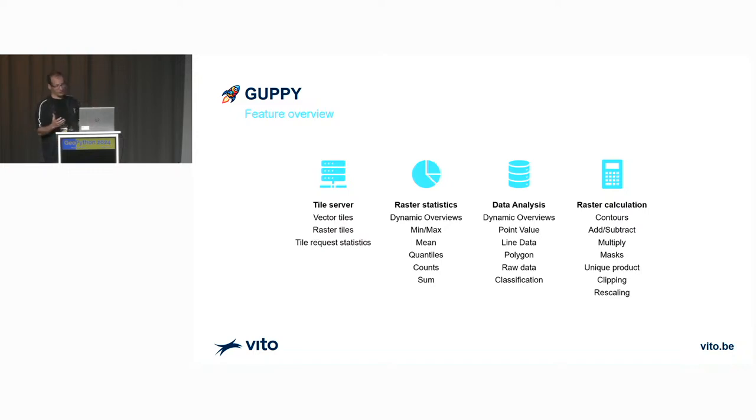For data analysis, we also use these dynamic overviews, but you can overrule it if you are really interested in the base data. You can say, okay, I always want the native resolution, but it comes with the trade-off that your calls will be slower. We can do point values, line data. For polygons, we can do raw data and classification. And then the calculations, which can be calculating the contours and then adding, subtracting, multiplying layers with each other, doing masks, clipping, and rescaling.